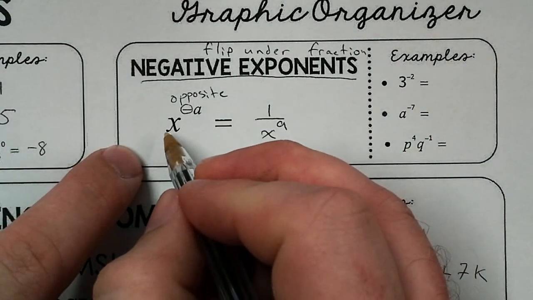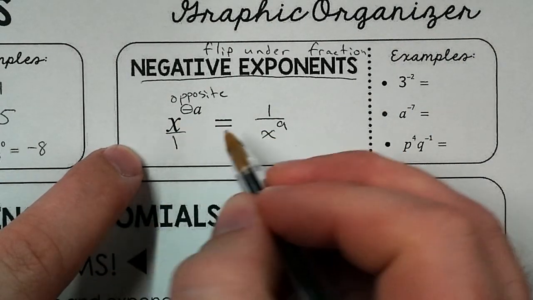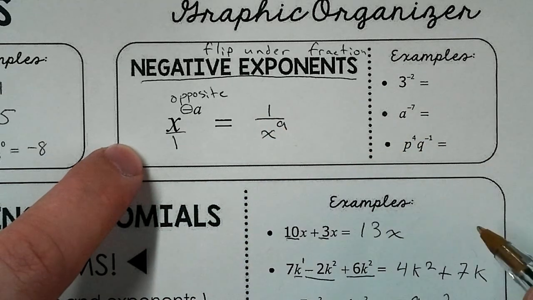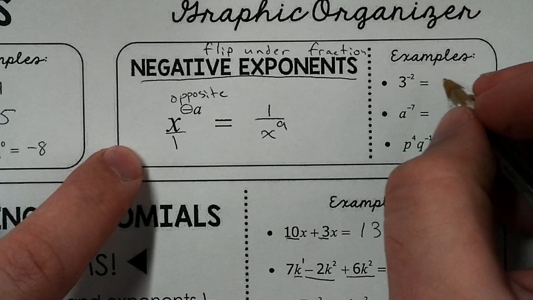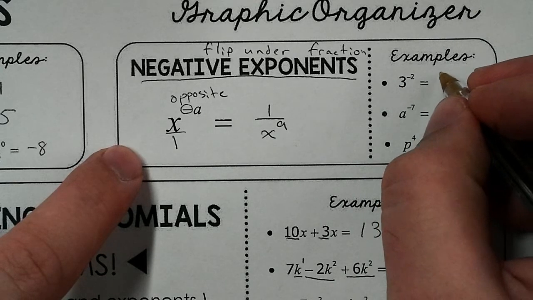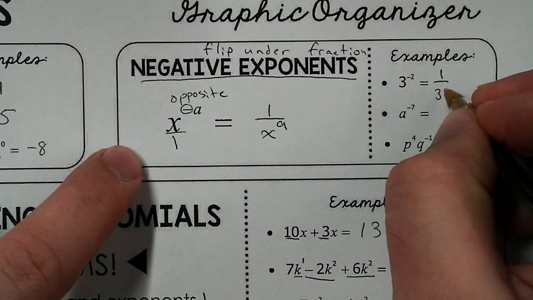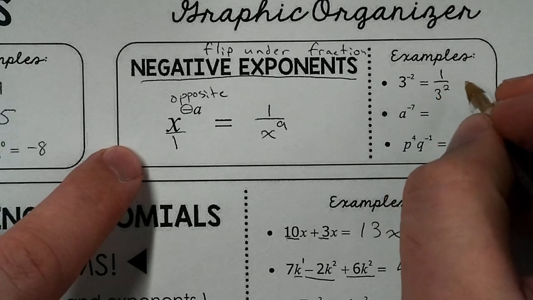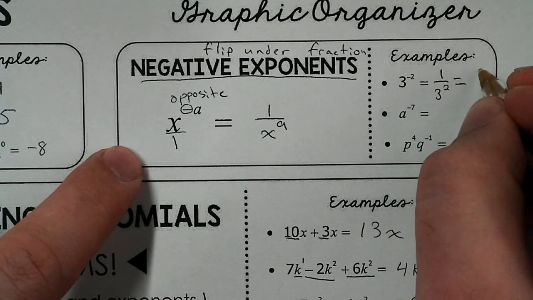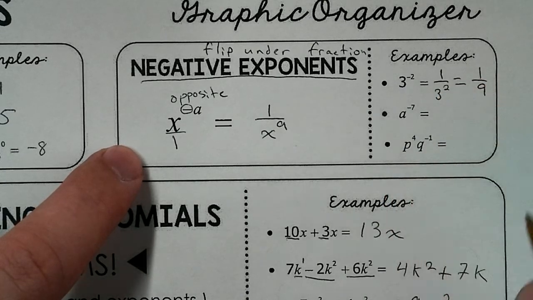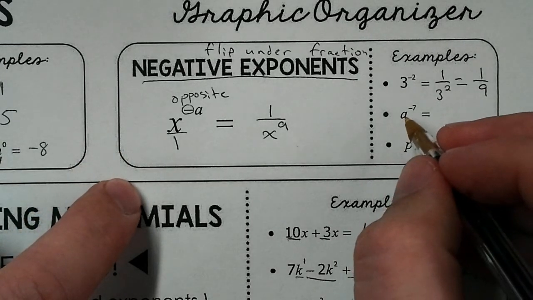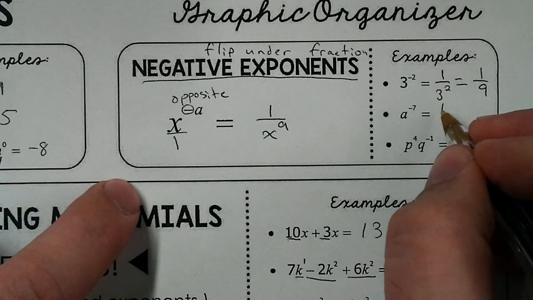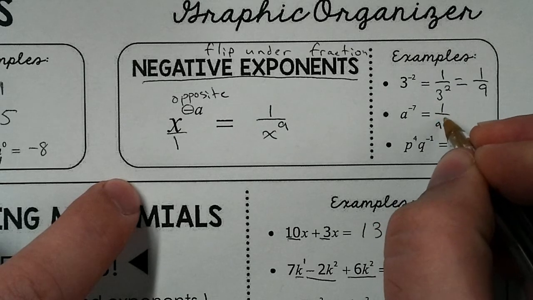Because if this was a fraction, it would be over 1, right? So if we flip it, the exponent would become positive. So this one, 3 to the negative 2, would be the same as 1 over 3 to the second. And we know 3 times 3 is 9, so that would just be equal to 1 over 9. Now you can do this with letters as well. So a to the negative 7 is just 1 over a to the 7th.